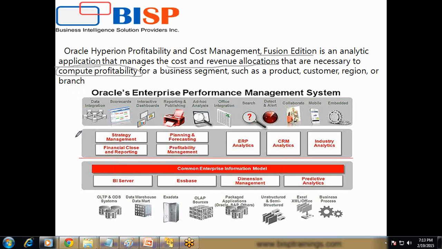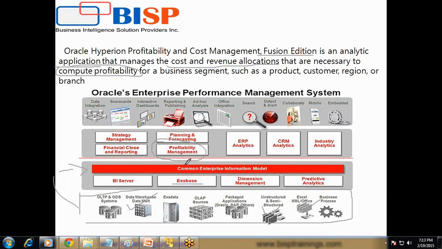And in terms of product placement, if you look at your Oracle HPCM architecture, there you see HPCM sits along with Hyperion Planning, Strategy Management, and Financial Closing. Your underlying source system could be one of these. You could be using traditional data warehousing. You may be using your semi-structured data sources, Excel, business processes, multidimensional database, or your transactional system. On top of this, you have a common enterprise information model.